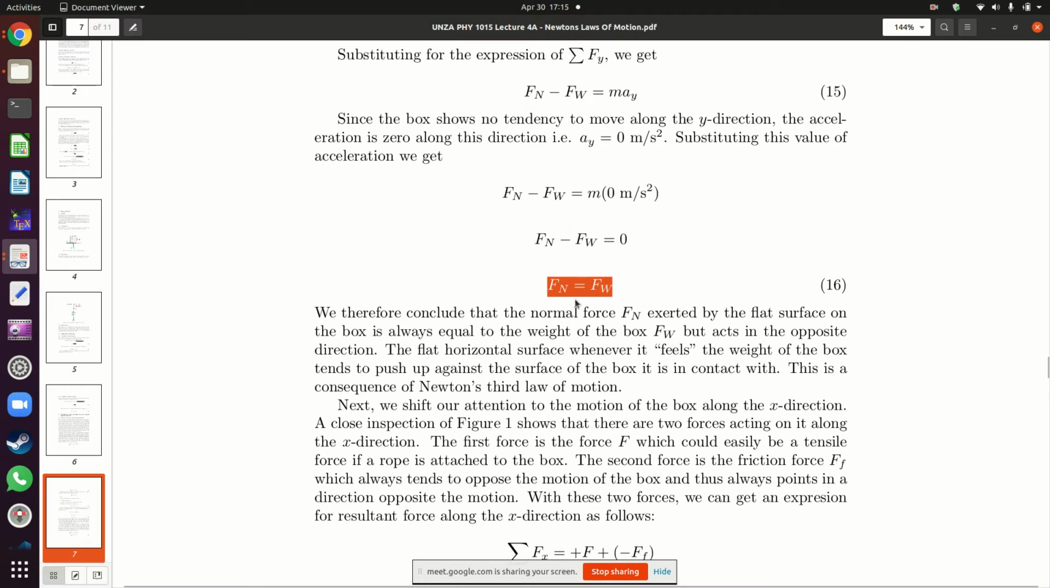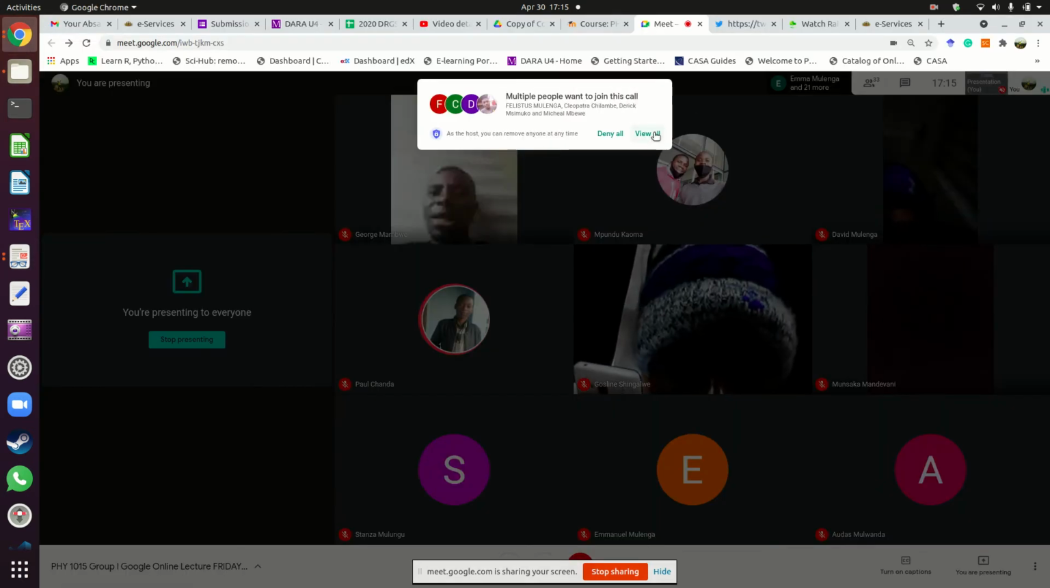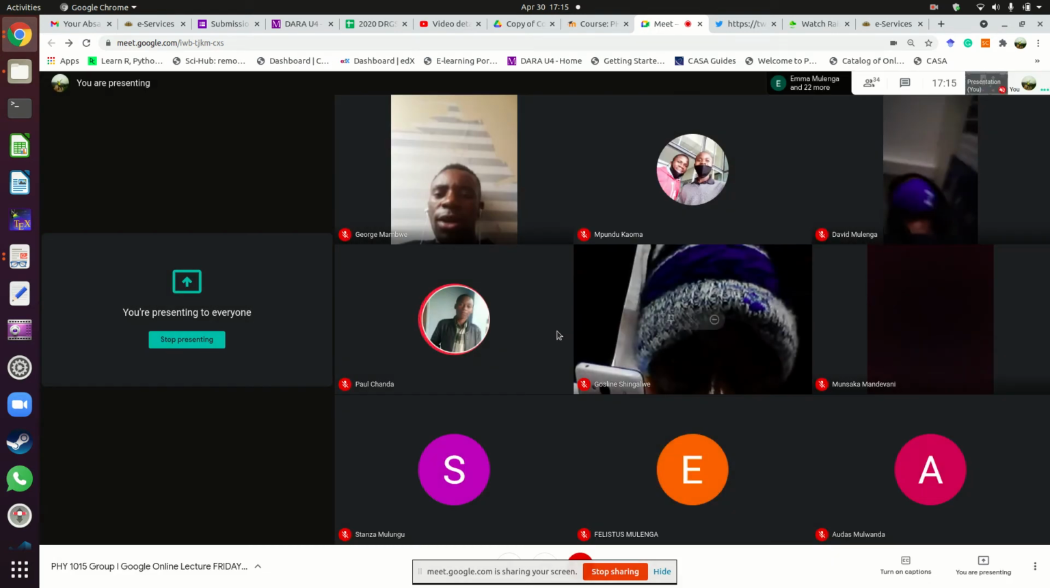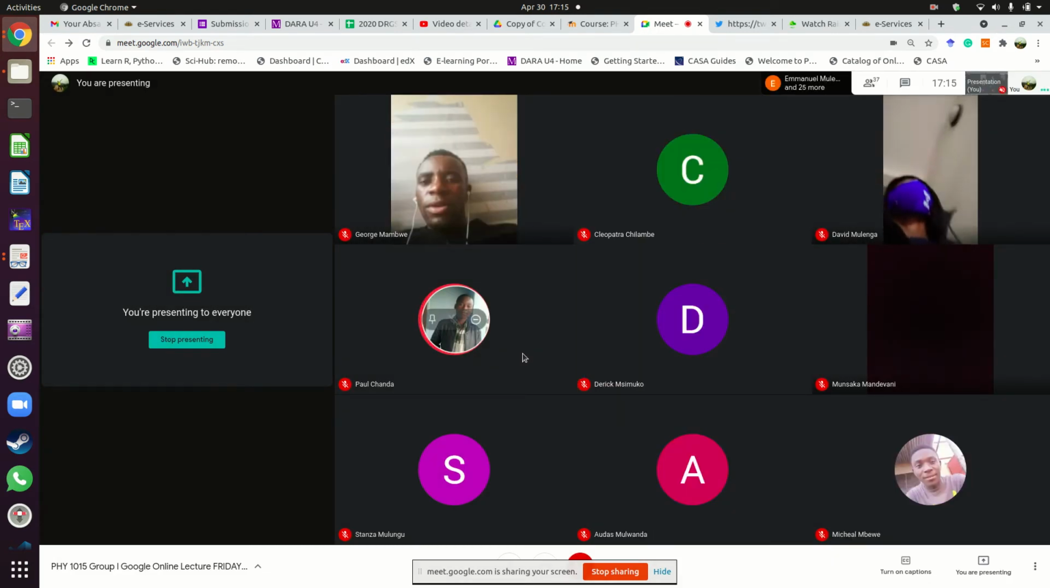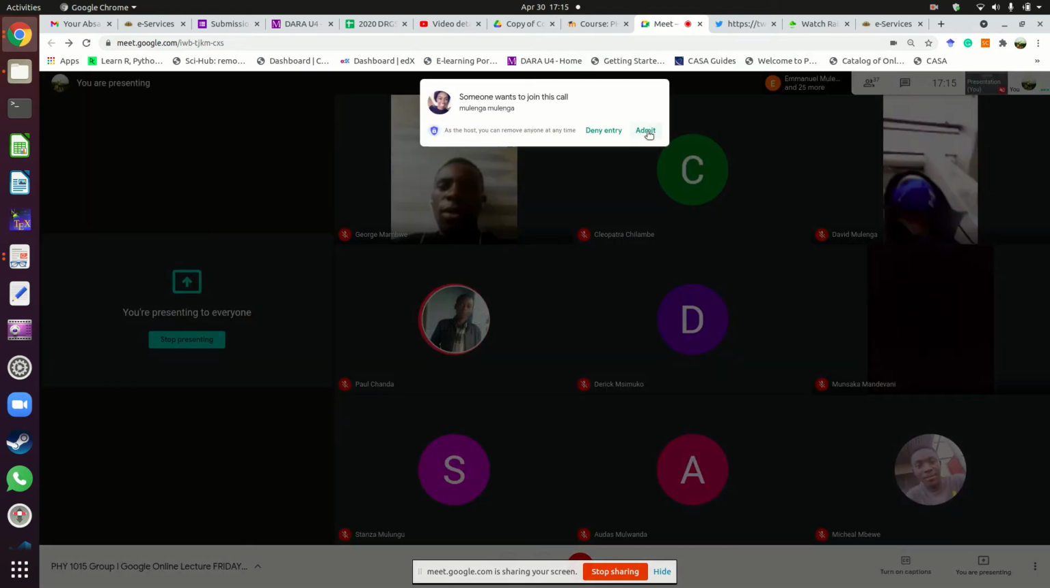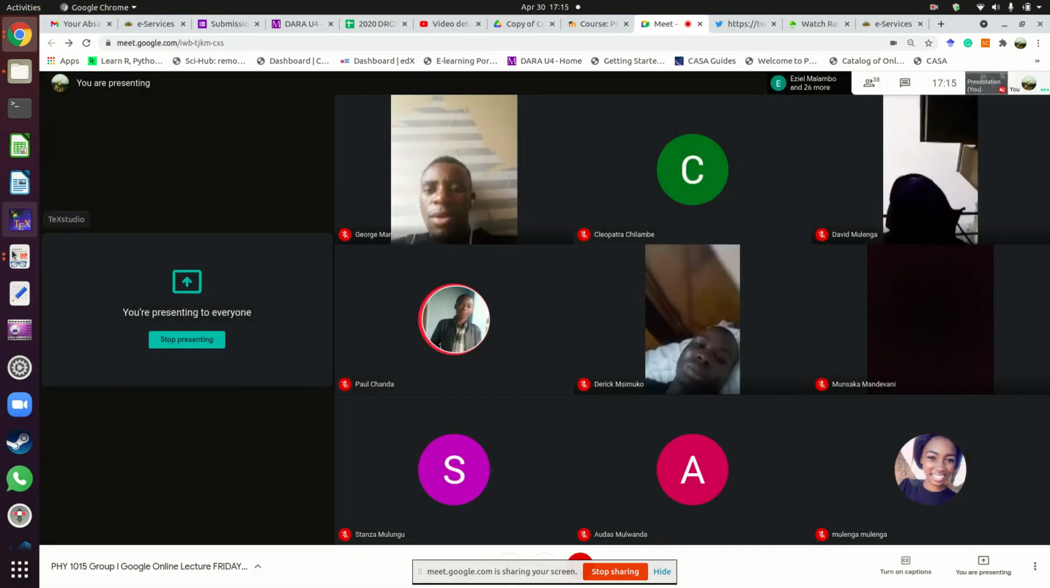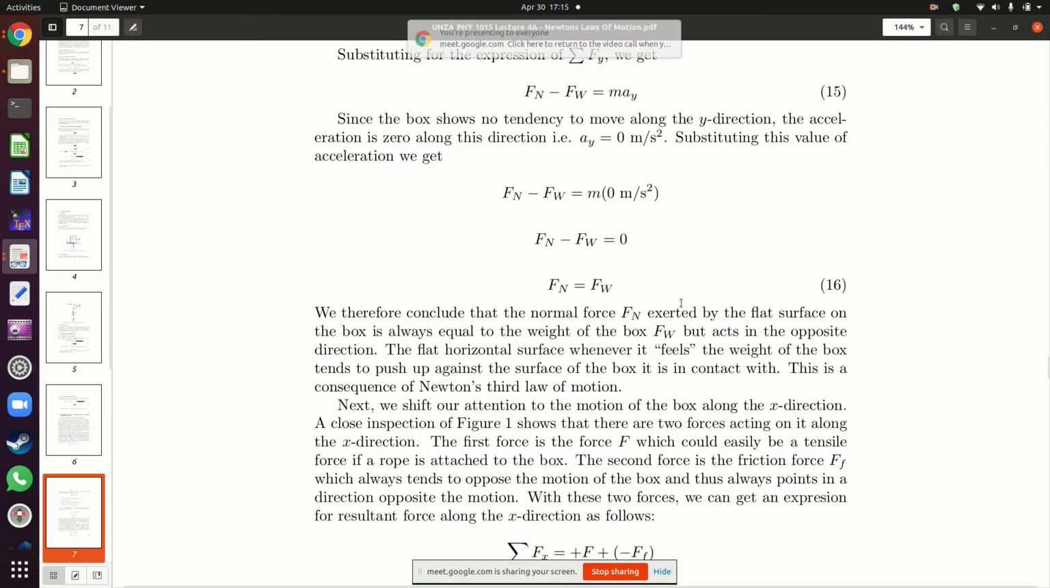There is no movement of the box along the vertical direction. So in this case, the conclusion we draw is that the normal force Fn is going to be equal to the weight of the box. Are we clear? Is it clear how we have come to this conclusion that the normal force is equal to the weight of the box? Yes, sir, it's clear.